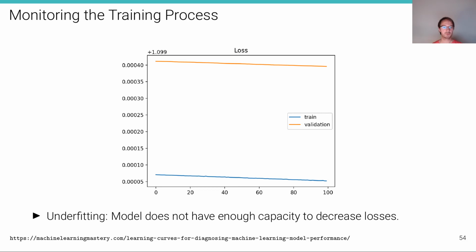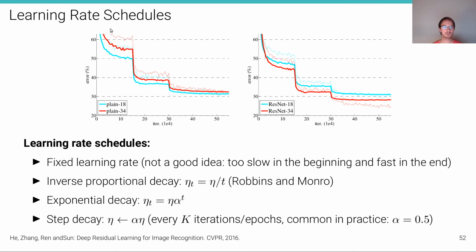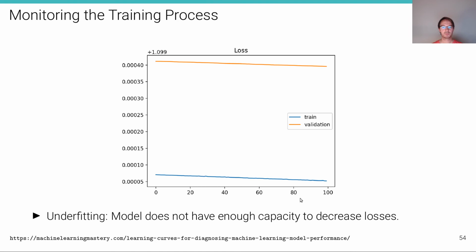And in this case, we observe underfitting, because neither the training nor the validation loss is able to significantly decrease. Starting from the first iteration, we have this small linear decrease, but we don't have this classical curve where we have a steep decrease in the beginning and then convergence. So probably the model does not have enough capacity. Probably we have an underfitting situation in this case.